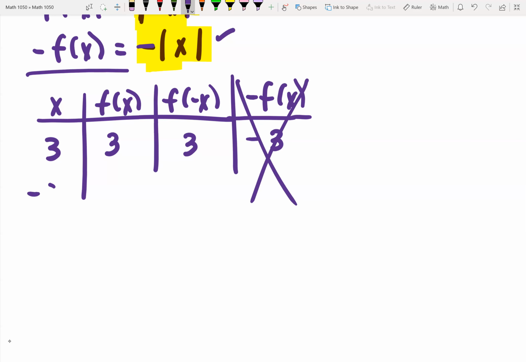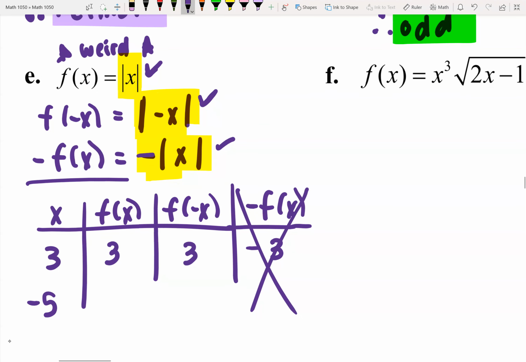Let's do one more. Let's test one more. Let's try negative 5. Put it into f of negative x. So put it into this guy right here. That'd be the absolute value of negative 5. Everybody in the room, tell me what that is. That's 5. If I put a negative 5 here, then I'd have a negative 5, which is a 5. What's the absolute value of 5, guys? 5.